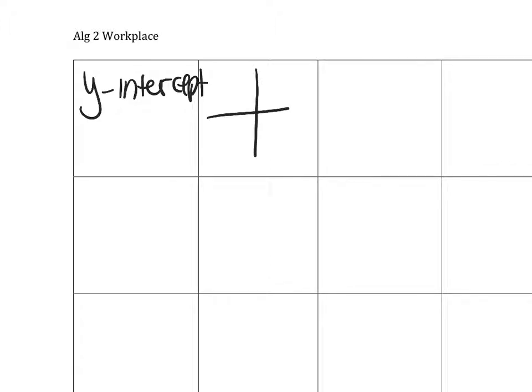So if I was looking at a graph and I had my line, how could I find the y-intercept, or how could I tell what the y-intercept is? Yes, wherever the line hits, whatever the point is on the y-axis that the line crosses. So it crosses the y-axis.